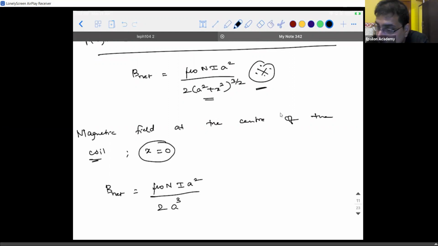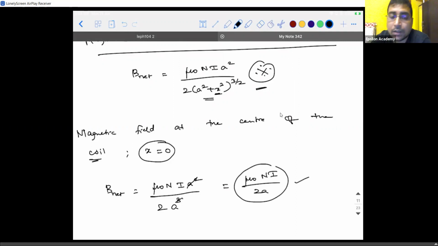Put x equal to 0 in this term. Mu naught N I a square divided by 2 into a square, the whole power 3 by 2. So 2 and 2 will get cancelled, so it will become a cube. So this and this will get cancelled. You will get mu naught N I divided by 2a.